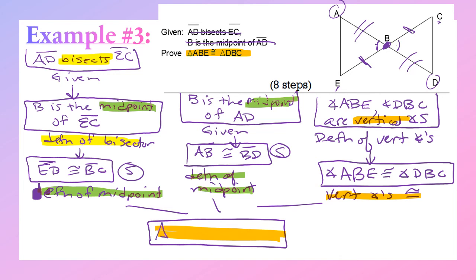So triangle ABE is congruent to triangle DBC. And how do I know that? Over here, I have a pair of congruent angles. I have two pairs of congruent sides. So if I look at the order on the picture, I have side, I have an included angle, and I have a side. So here I have side, angle, side.